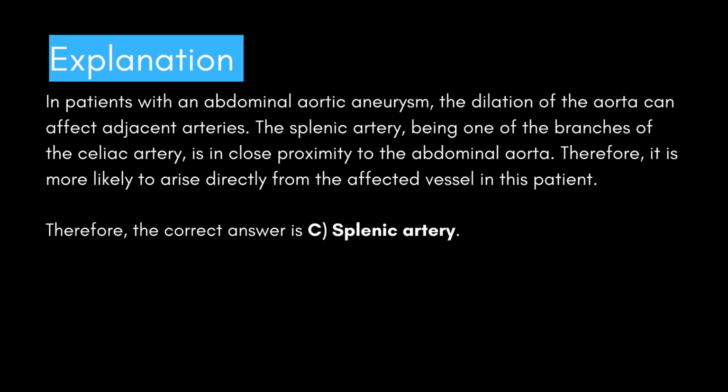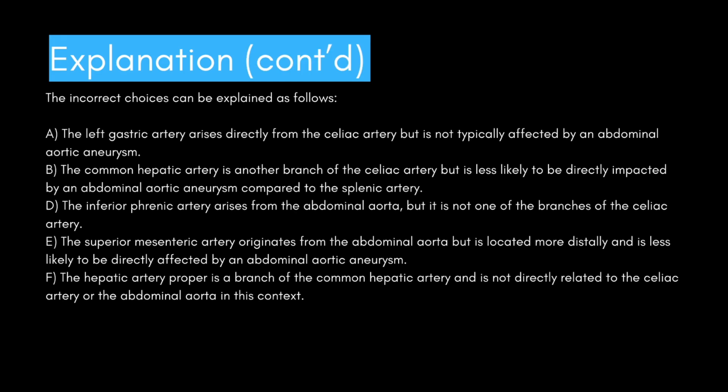Let's go ahead and take a look at why the other answer choices are incorrect. The left gastric artery arises directly from the celiac artery, but is not typically affected by an abdominal aortic aneurysm. The common hepatic artery is another branch of the celiac artery, but is less likely to be directly impacted by an abdominal aortic aneurysm compared to the splenic artery.